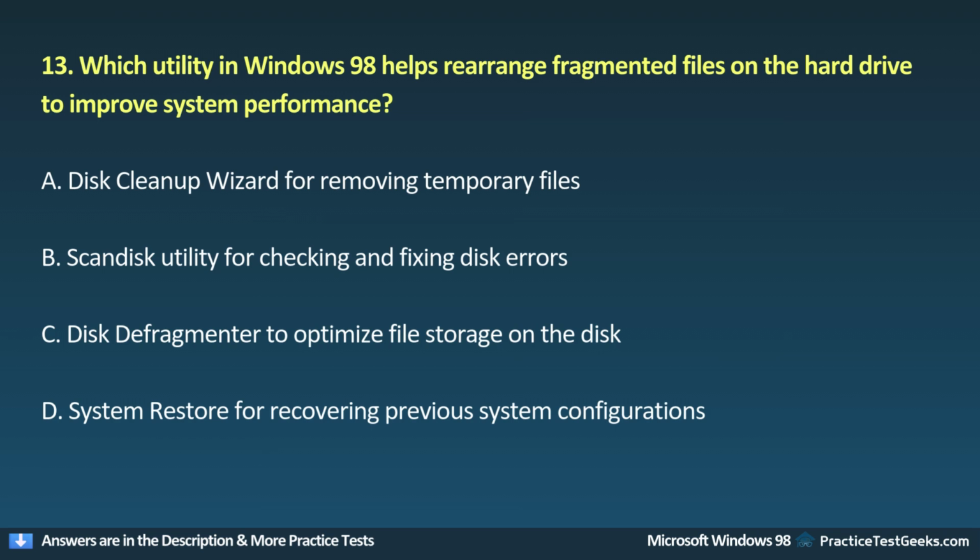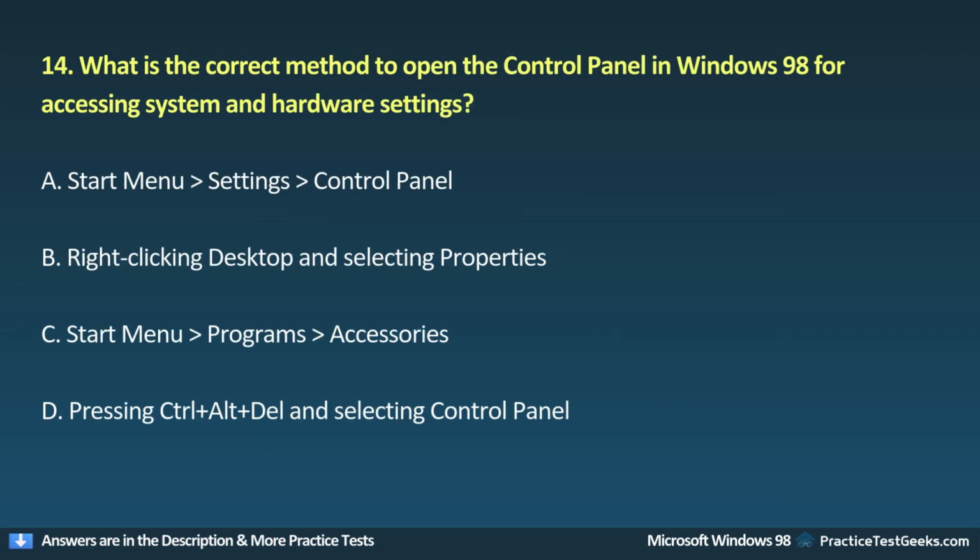13. Which utility in Windows 98 helps rearrange fragmented files on the hard drive to improve system performance? A. Disk Cleanup Wizard for removing temporary files. B. ScanDisk Utility for checking and fixing disk errors. C. Disk Defragmenter to optimize file storage on the disk. D. System Restore for recovering previous system configurations.